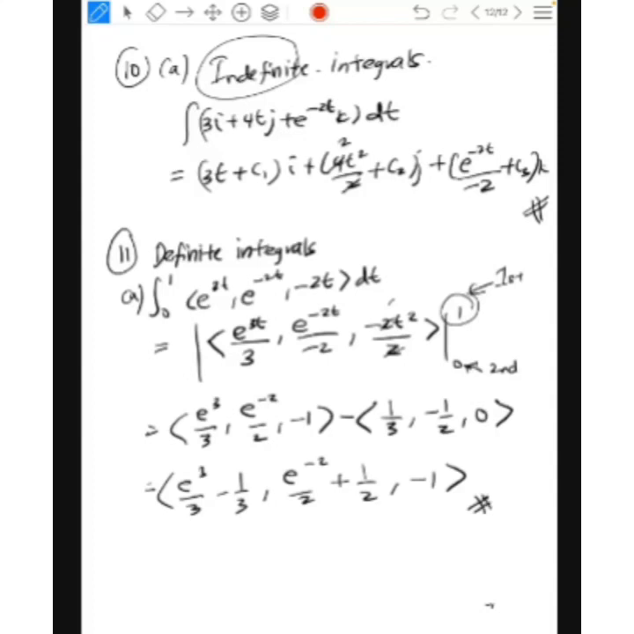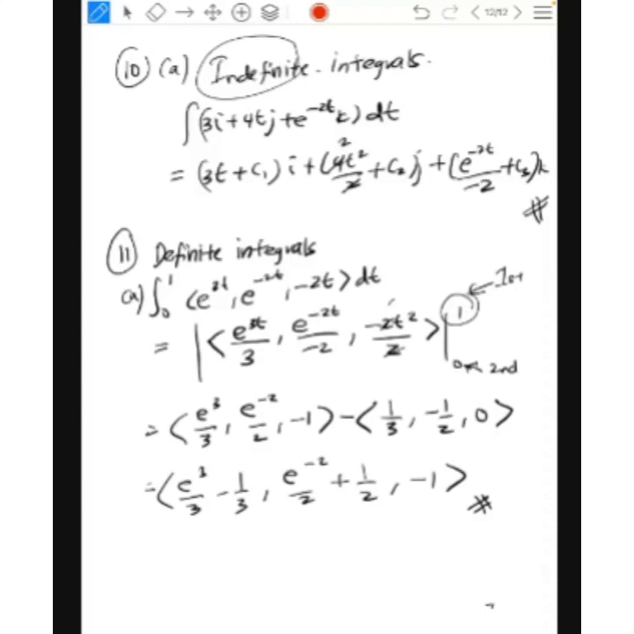Okay, so you may simplify if you want to. If not, then just leave your answer here. For B is also the same. Okay, integrate each term separately first, then substitute the value of t equals to pi over 4 minus t equals to 0.